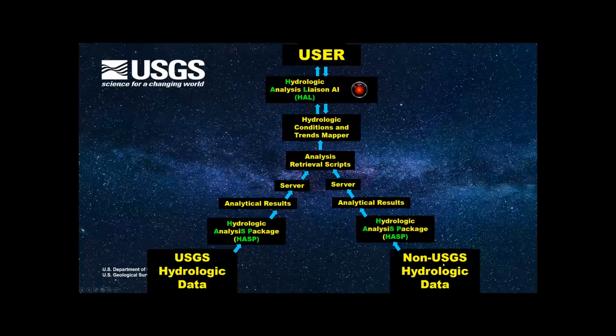But imagine if you took non-USGS hydrologic data, and now that HASP, the hydrologic analysis package, is readily available, you run that on other people's data. You get the analytical results. You put that data on the server. Then you combine the two sets through the analysis and retrieval scripts, and put them both on a hydrologic conditions and trends mapper. Then the user, through a hydrologic analysis liaison, HAL, could potentially access the site and get anything they want.